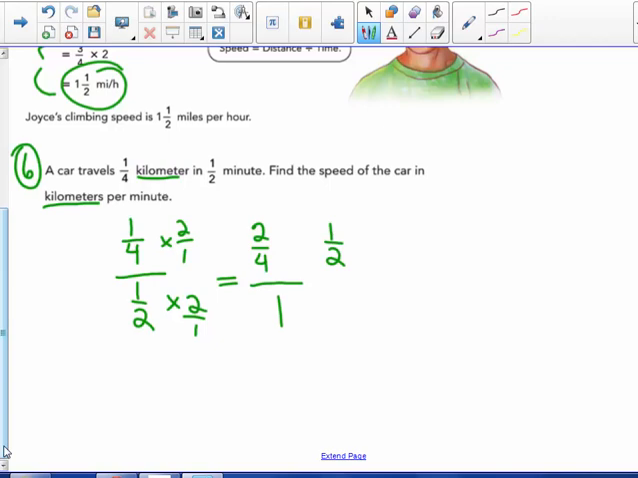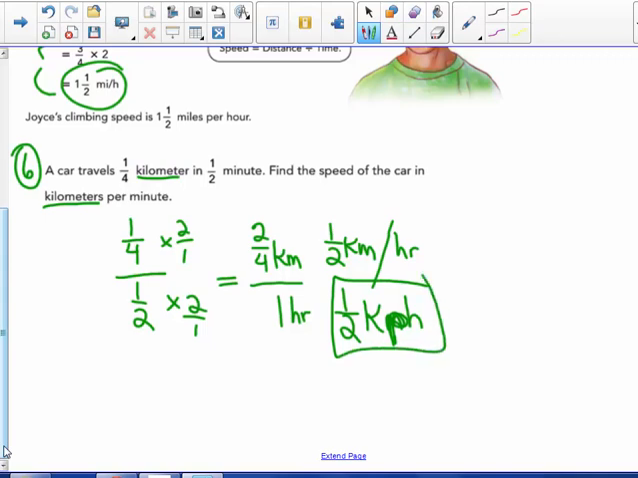So my rate is this: KM means kilometers, per hour. Again, there's a well-known rate for that, 1/2 kilometers per hour, and usually it's KPH, just like ours is miles per hour, MPH. For instance in Canada, you see KPH on their road signs. So this car can travel 1/2 a kilometer per 1 hour.